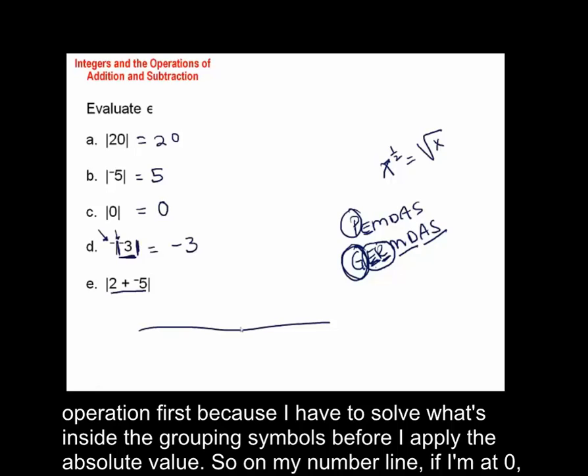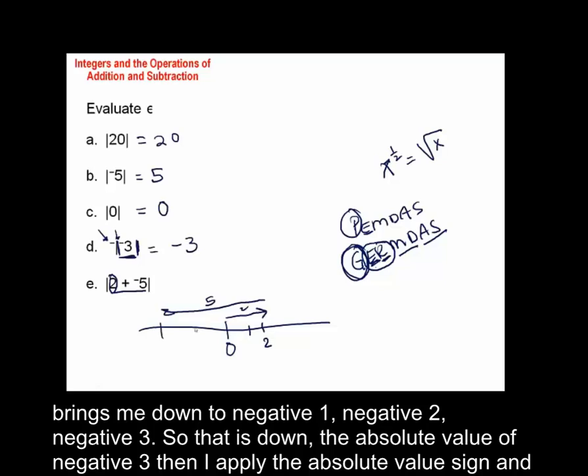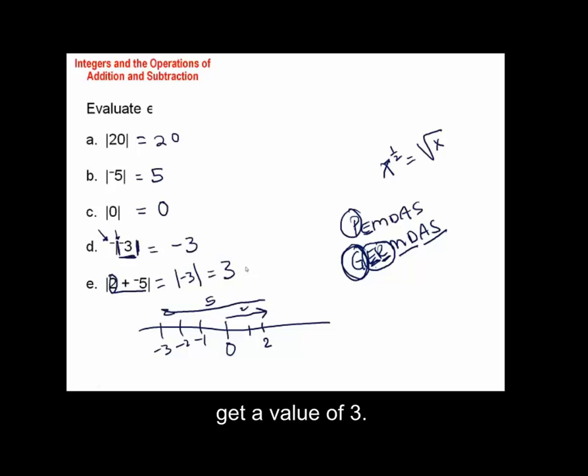So on my number line, if I'm at 0, I'm going 1, 2 to the right because I have a positive 2. Then I'm going to turn around and go 5 to the left, which brings me down to negative 1, negative 2, negative 3. So that is now the absolute value of negative 3, and then I apply the absolute value sign and I get a value of 3.